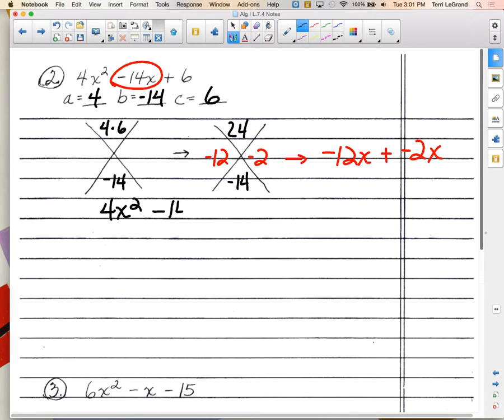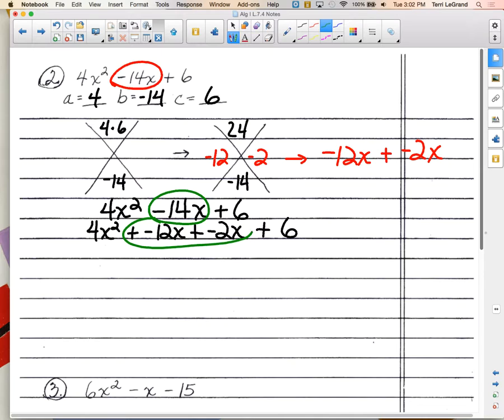You know what, maybe we should just put it like it is right now, so we have clear notes like what did we do here? Well, there's our polynomial that we're actually trying to factor. But since A is not 1, we're going to replace the bx term with what we just got in our diamond. So we have plus a -12x plus a -2x plus 6. So this right here takes the place of that -14x.